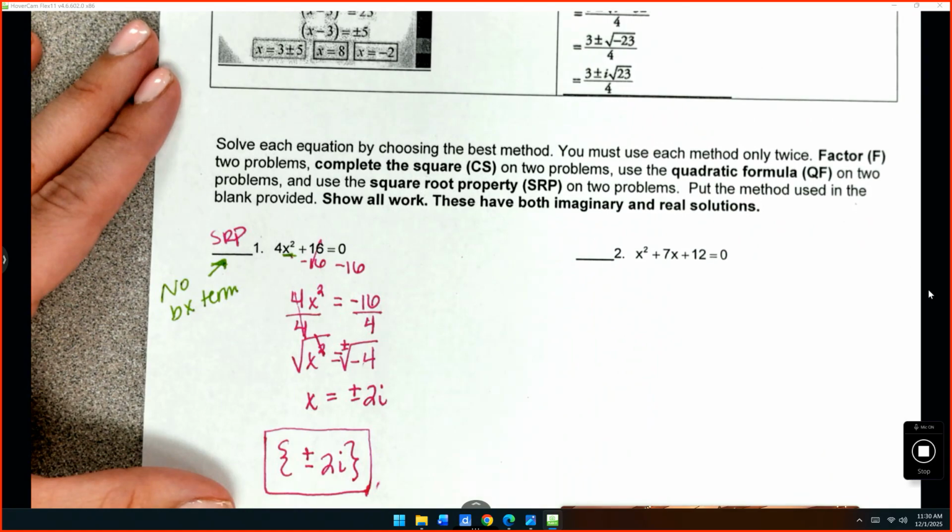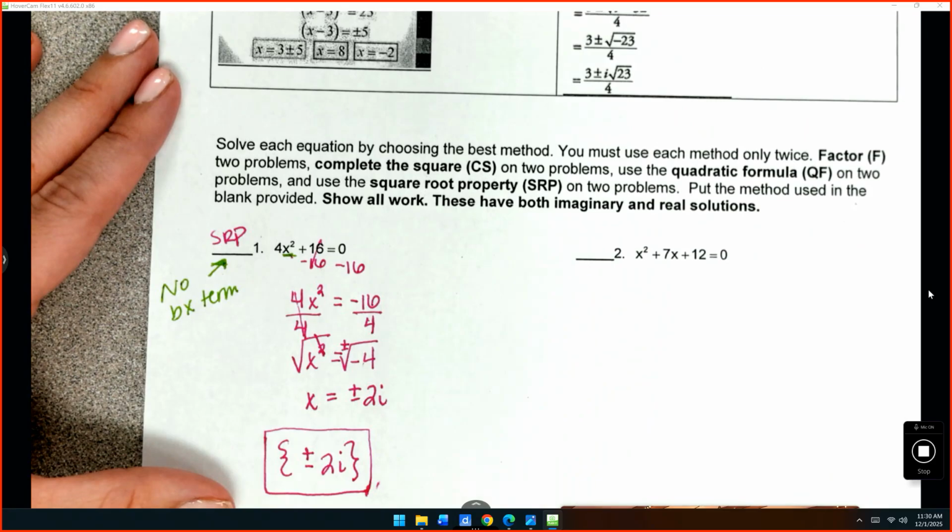All right, let me pull up this flow chart again. Is A equal to 1? No. So we're going to follow the trail that says no. Now it says, is there a BX term? Yes. So I'm not going to use square root property. This is telling me we're going to use quadratic formula. Basically, if A isn't 1, and you can't factor it, we should use quadratic formula, okay?